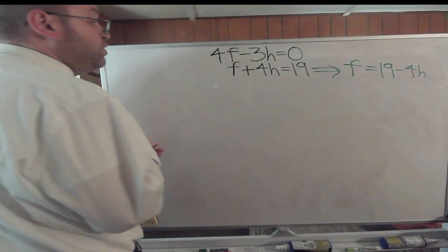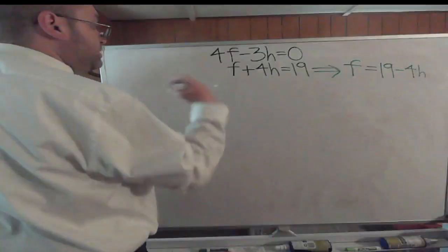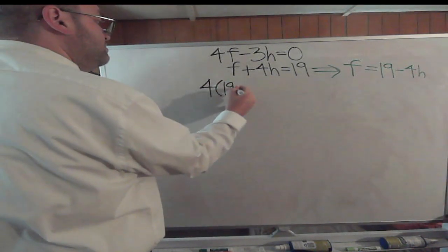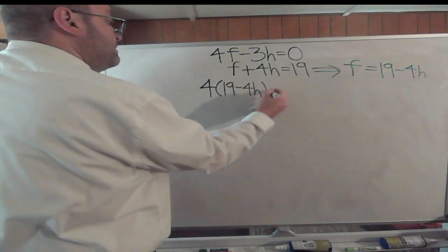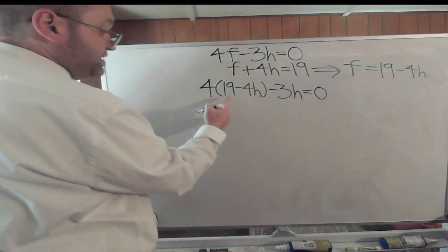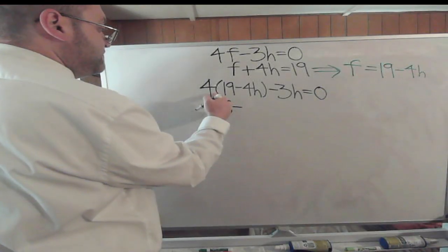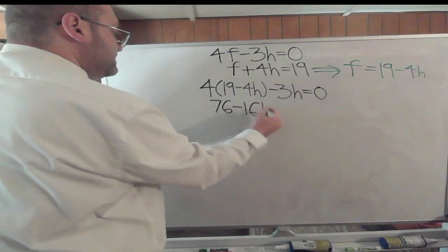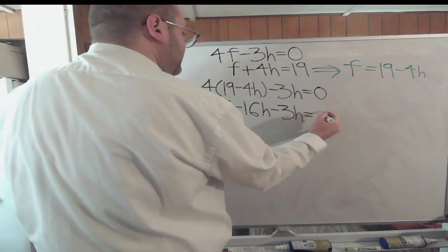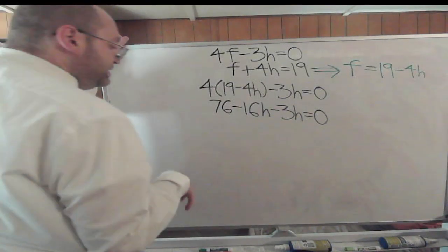So what I can do now is take that f equals 19 minus 4h, put that into the first equation. So that's going to be 4 times 19 minus 4h, all that minus 3h equal to 0. Well, 4 times 19, that's going to be 76. Minus 4 times 4h, that'd be minus 16h. Minus 3h, that would equal 0. Oh well, I wrote in black, no big deal.